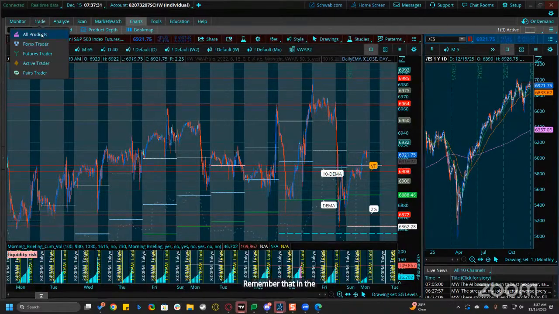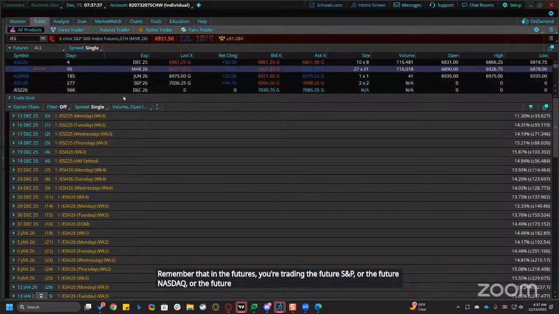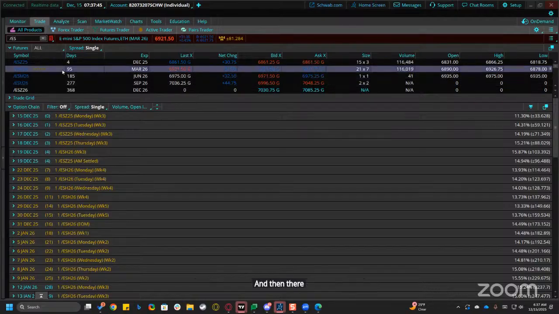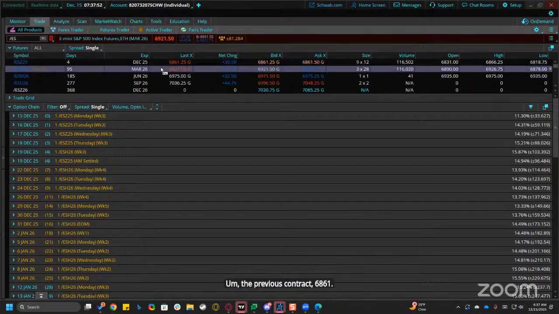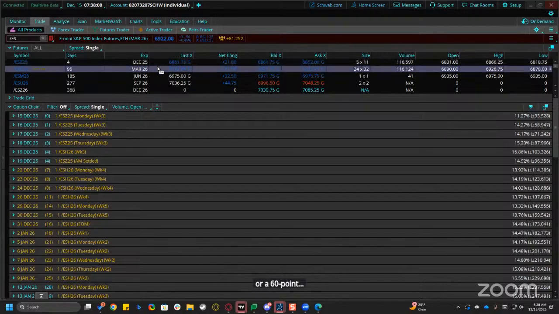Remember that in the futures, you're trading the future S&P or the future NASDAQ or the future whatever it is that you're trading. So there's the index itself, the S&P 500, SPX or SPY, and then there's the futures of that index. And they are different prices. The previous contract, 68.61, the new contract, 69.21. So you're looking at 60 points difference. It's not like we're just talking a couple of ticks, who cares? You're going to notice a 60-point gap or a 60-point change in price.